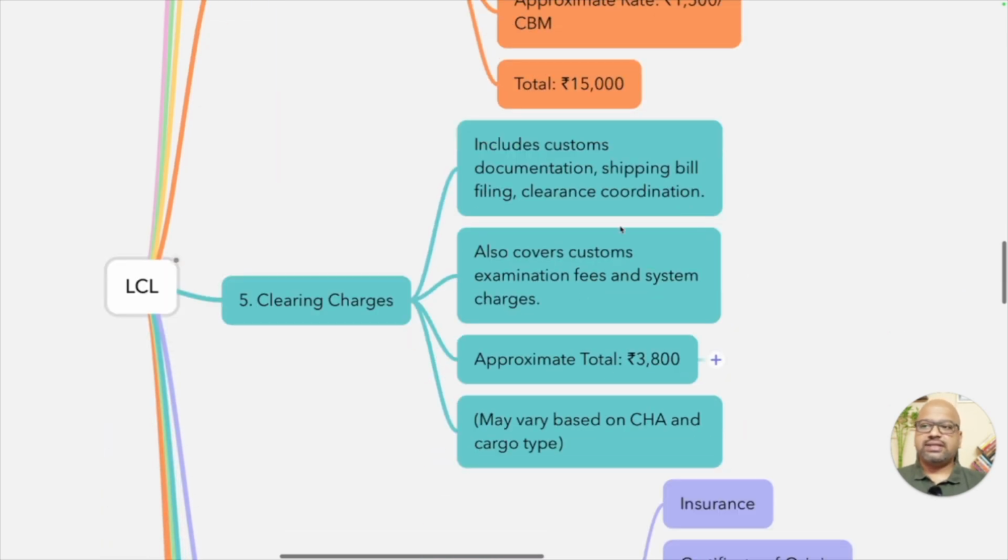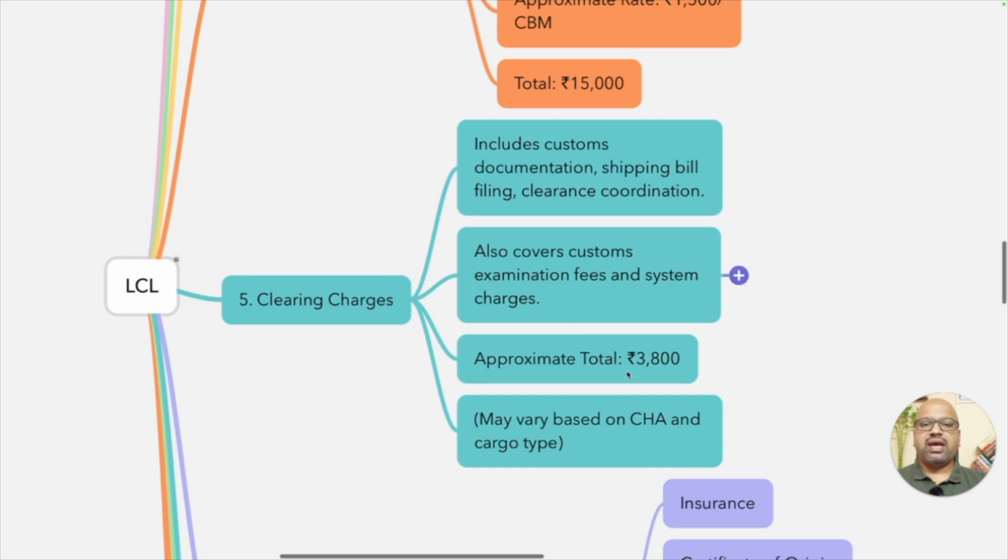Clearing charges means you need to get all your documentation cleared, customs cleared, and the lock has to be placed. So these are all the charges, including your certificate of origin, your clearance coordination, filing, everything. If you want to know more details on these clearances, I have already covered it in the FCL video. Please go and watch that, so you will have proper clarity about your clearances.